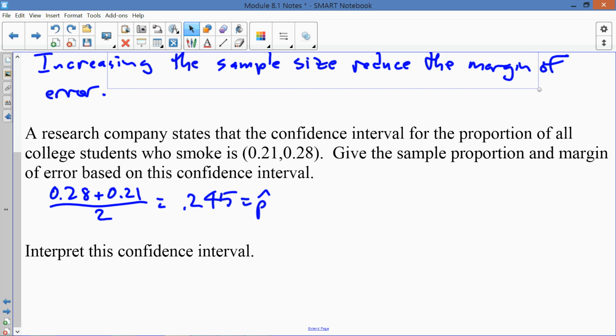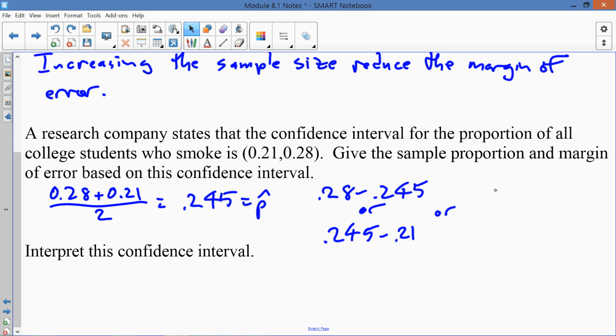And then the margin of error is how much do I have to go up or down? Well, I can do 0.28 minus 0.245, or I can do 0.245 minus 0.21, or I can subtract 0.28 minus 0.21 and divide by 2. And all of that gives me the margin of error. I think they use capital M on OLI, but it's not really important what you use, but 0.035. You can see that the difference between the two endpoints is 0.07 or 7%. So in this case, 3.5% would be half of that.